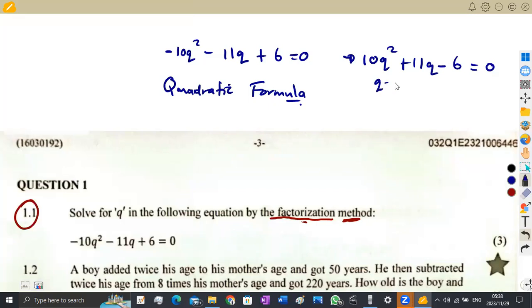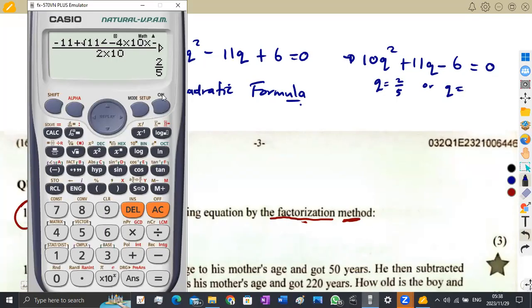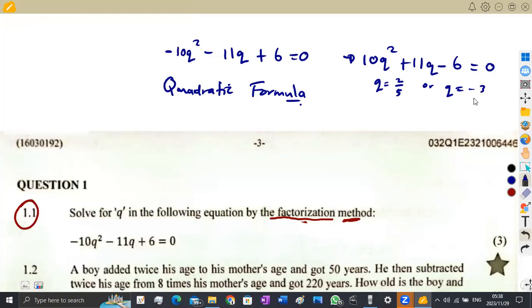So maybe just write it somewhere. Q is equal to 2 over 5, or q is equal to this, okay? I want you to see this method. It's another method where you can skip that part of factorization, because remember I told you that they just have the answers there, and this is minus 3 over 2. Okay, this is you in exam.